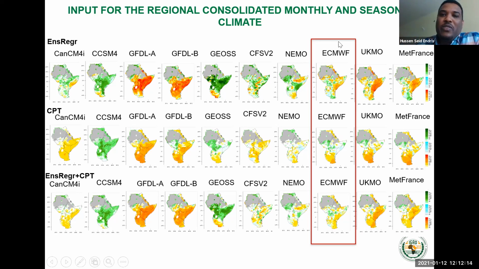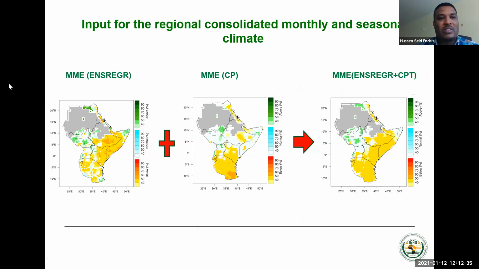So ECMWF is one of the models that we use. Currently we are using 10 global climate model outputs for monthly and seasonal climate outlook. ECMWF, as you can see here, is one of the data that we downscale at a regional level. So we combine all the models from the two techniques, from the ensemble regression and the CPT, then we get the final objectively consolidated climate outlook. This is how we produce the seasonal outlook.